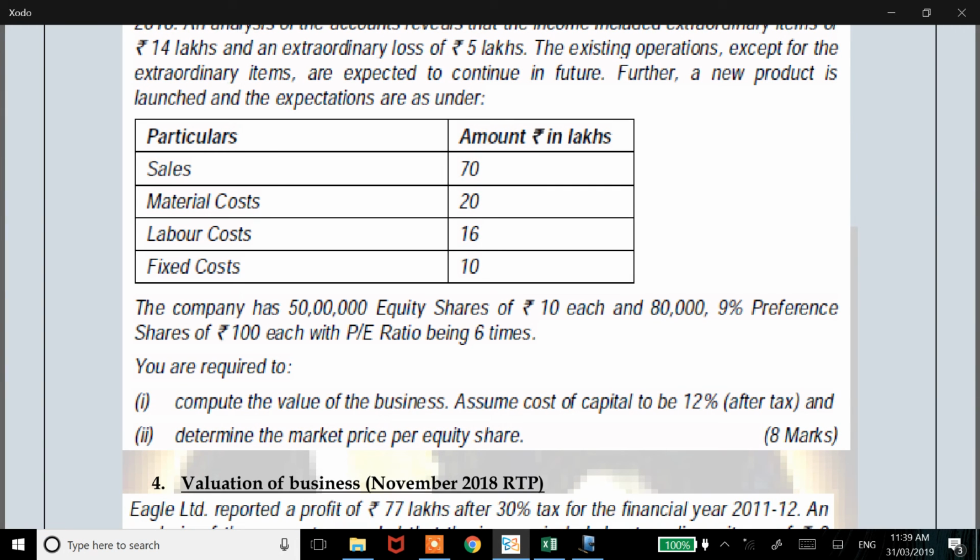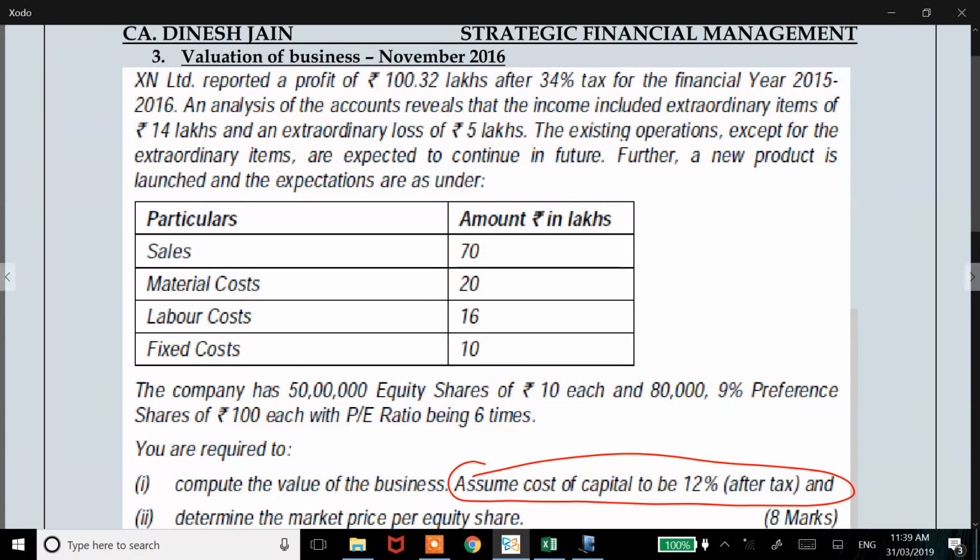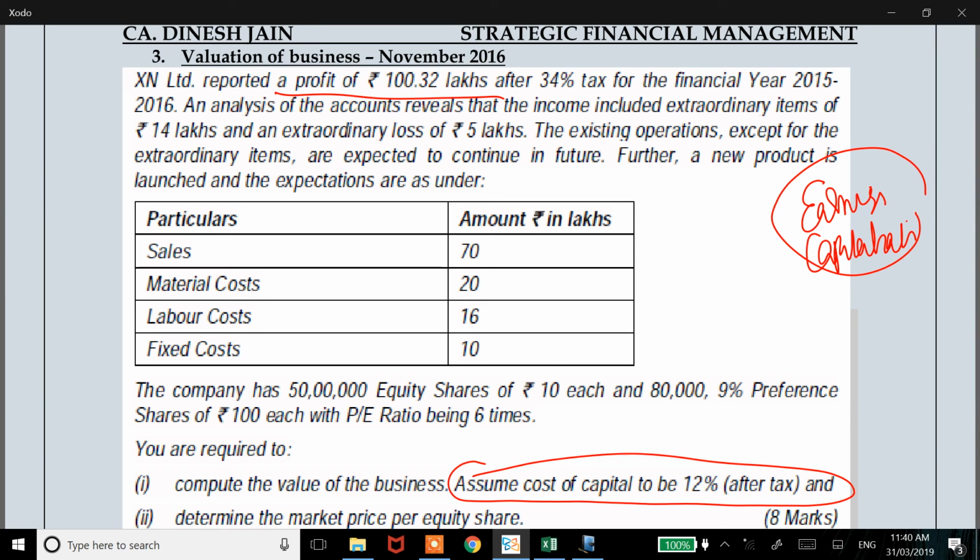The cost of capital is 12%, and they have given me data on the profits of the company. No information is available on depreciation or capital expenditure. For this problem we are going to use the second approach, earnings capitalization. We have three approaches: asset based, earnings based and cash flow based. Cash flow is not going to come in this question because there is no information on depreciation and other items. So I'll do earnings capitalization.